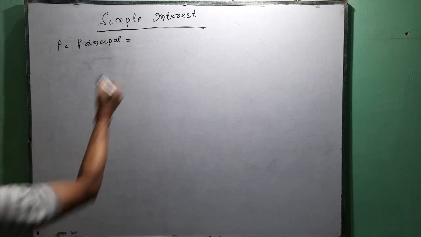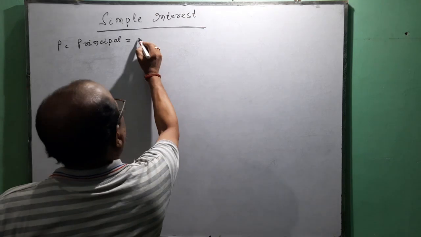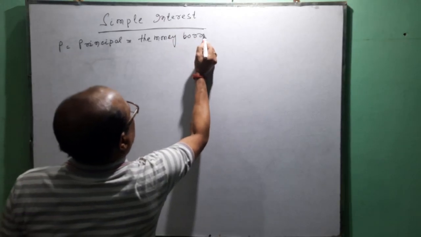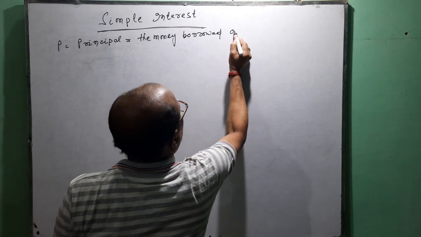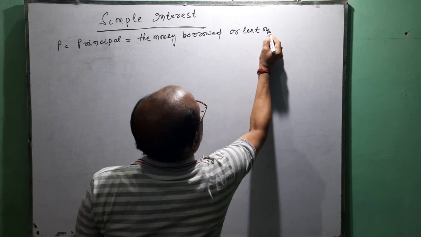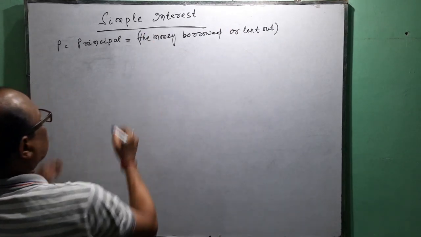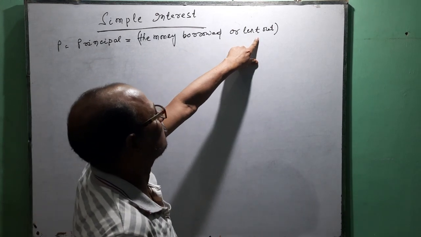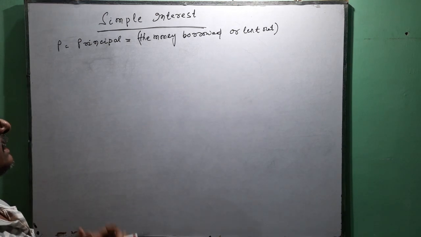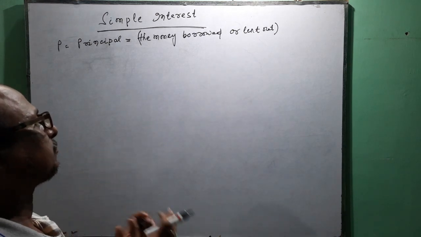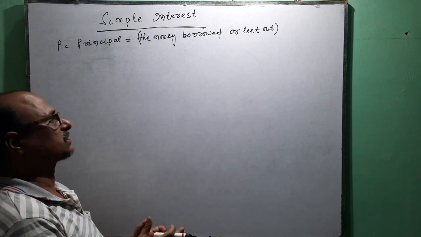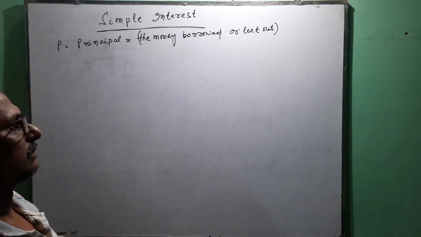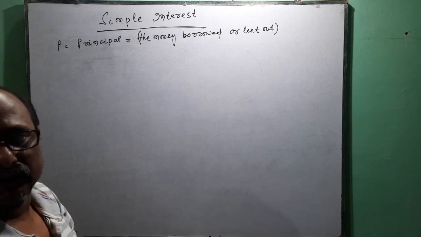P is equal to principal, which is the money borrowed or lent out. Principal means the money borrowed or lent out. Suppose you save 100 rupees in the bank. The bank has borrowed the money, 100 rupees, from you. Suppose you borrow the money from the bank. So the bank lends the money to the borrowers.